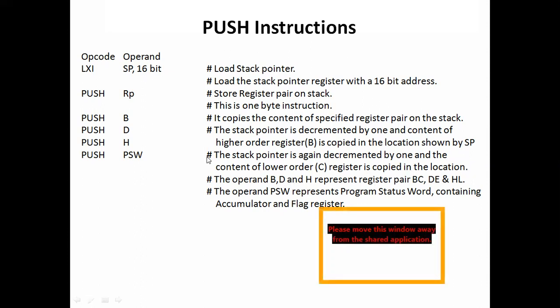Now B, D and H represent the BC pair, DE pair and HL pair, and PSW represents the program status word, which contains the accumulator as well as the flag register.